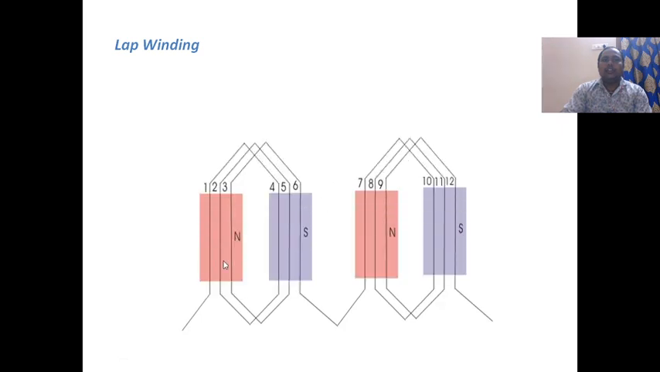Lap winding. Please observe the lap winding. The lap winding is normally connected in parallel. So 1 is connected to 4, 2 is connected to 5, 3 is connected to 6. Again 7 is connected to 10, 8 is connected to 11, 9 is connected to 12. This is the lap winding procedure. The winding must be wound in between the north and south poles.